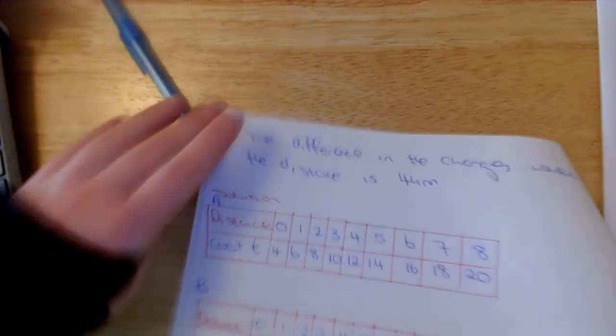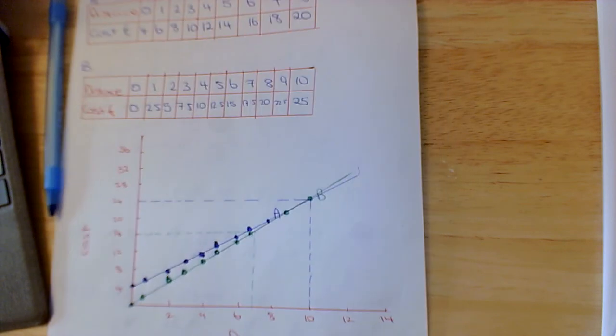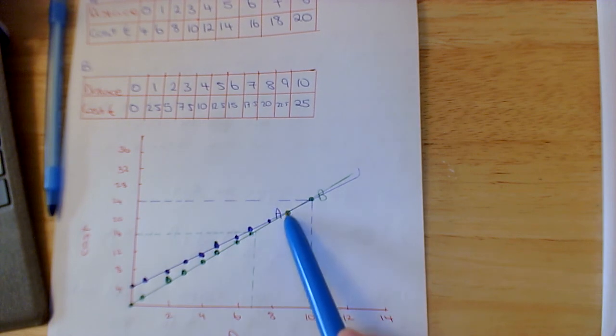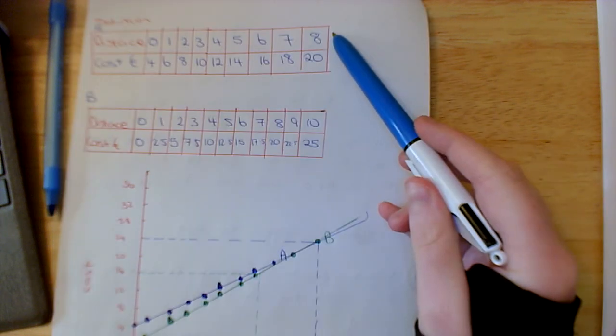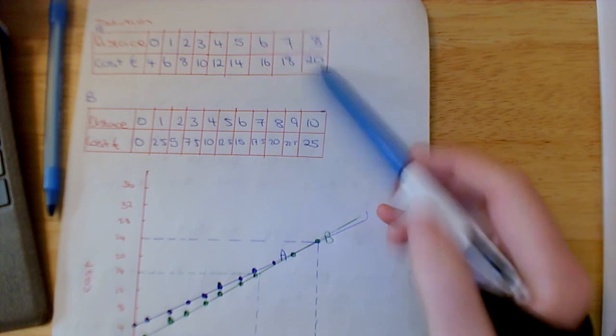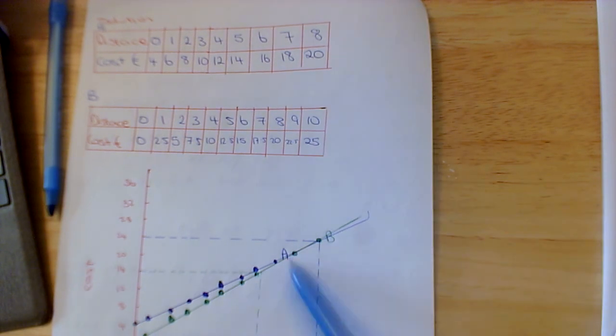Then I'm asked to find out when they are actually equal to one another. How far would you be able to travel when they're both the same? They're both the same at 8 kilometres. That's where they cross over at this particular point here. We can even see it from my table. At 8 kilometres it costs €20, and here for 8 kilometres it also costs €20, and that's where they're equal to one another.